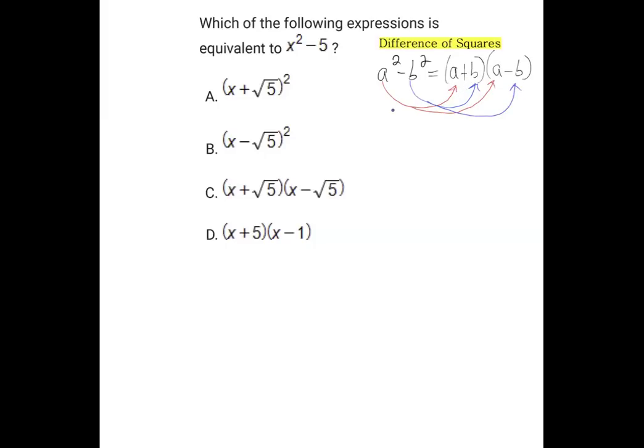So that's another thing that if you were to FOIL that out and test it out, you would see that yes, it does come back to the original because the outer and inner of the FOIL cancel each other. So that's what a difference of squares is.